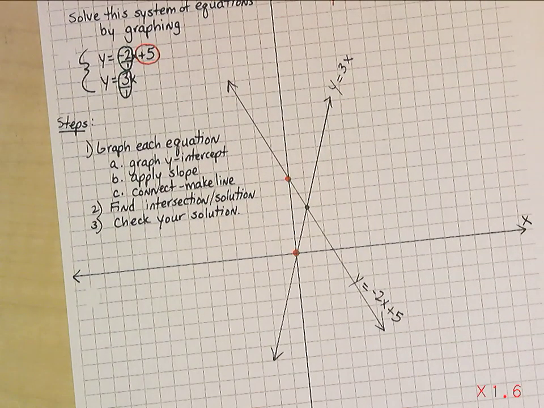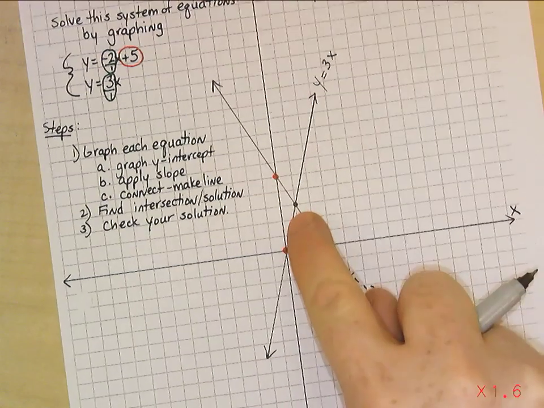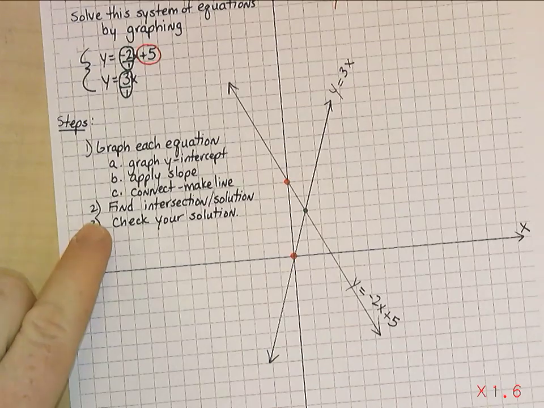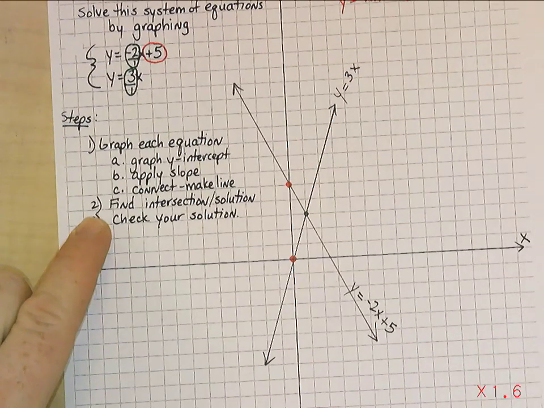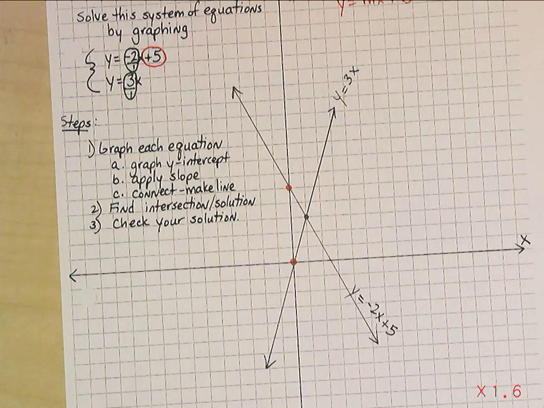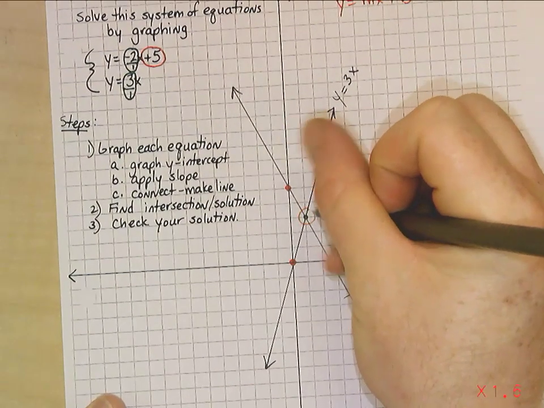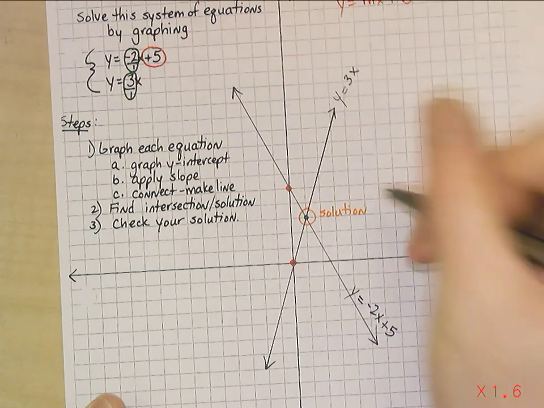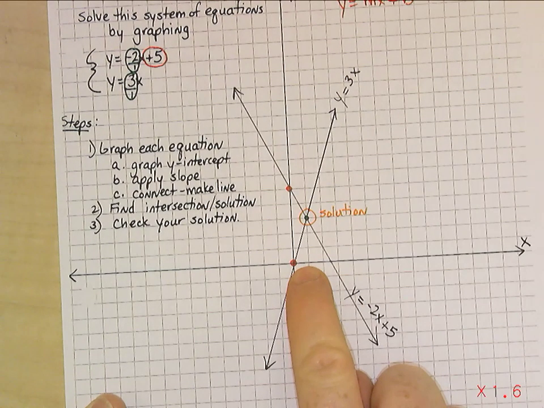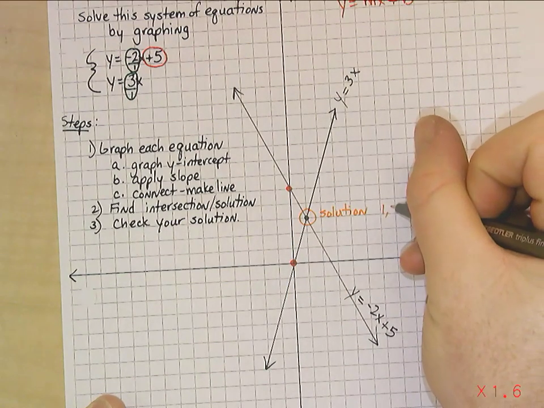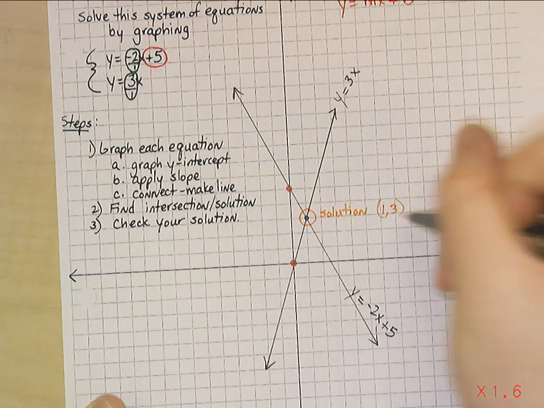So our solution was here. That's where they both intersect. That's the intersection. So this step is pretty easy because once you make your lines, you should be able to just look and see where they intersect each other. So that's the solution. And the solution in this situation is positive 1, 1, 2, 3. So (1, 3) is our solution.